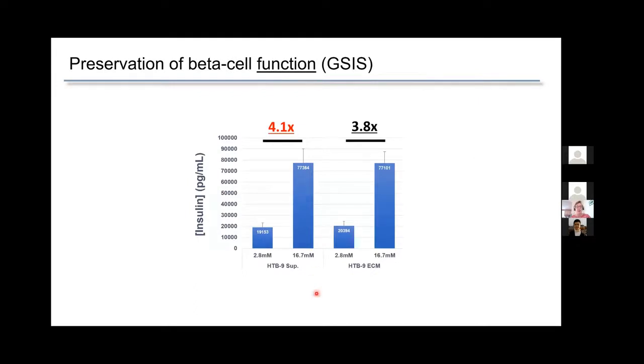Also, and very importantly, we can preserve beta cell function over time. And this is comparing the conditioned media with the ECM. I'm not even showing uncoated here because frankly, when we put the cells into uncoated plates, they just don't stick at all. And we get very much overgrowth of the fibroblasts that are in the rest of the culture system. So comparing the conditioned media with the ECM, we get a really nice about 4-fold increase in insulin secretion at low and high glucose.